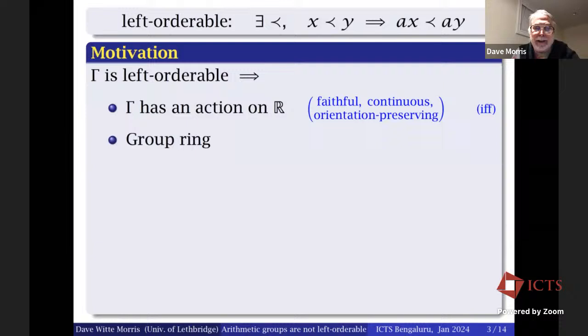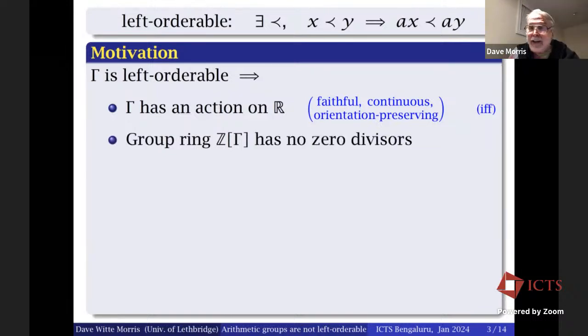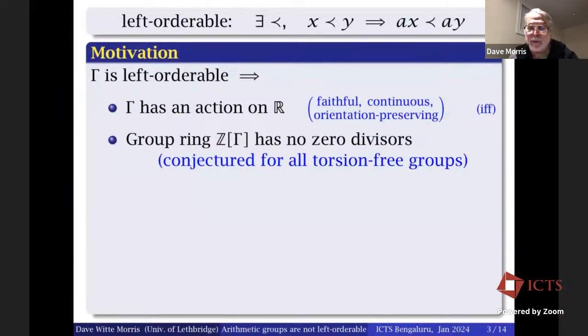Another, more algebraic motivation is that gamma being left-orderable tells us about the group ring. If gamma is left-orderable, it's easy to see that the integer group ring of gamma has no zero divisors. And it's a famous old conjecture that this is true for all torsion-free groups: the group rings of torsion-free groups never have zero divisors. The conjecture is still open; it's not known in general. So one way to prove it for some class of groups is to show that the groups in that class are left-orderable. In fact, that is the reason why many people study this.